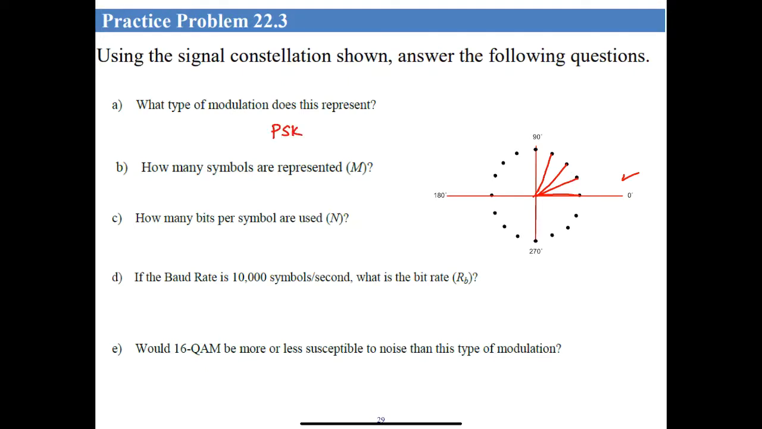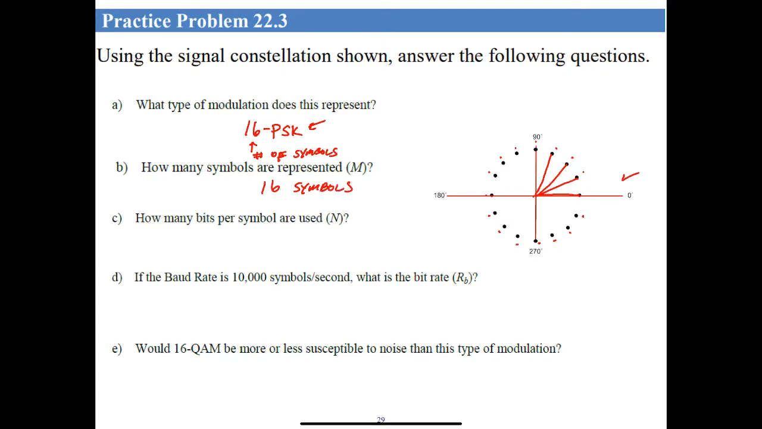But we want to know how many symbols we have in this phase shift keying. So we have 1, 2, 3, 4, 5, 6, 7, 8, 9, 10, 11, 12, 13, 14, 15, 16. So this would be called a 16 PSK. 16 is the number of symbols, and PSK is the modulation type we're using. How many symbols are represented? We counted around and found that there are 16 different symbols.